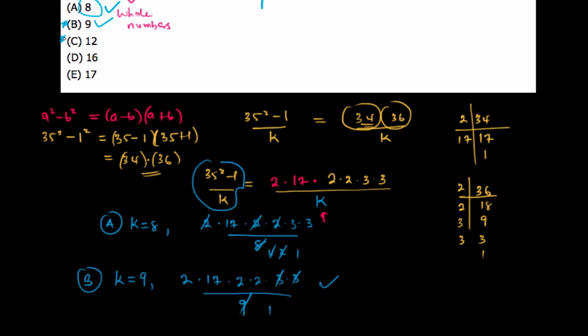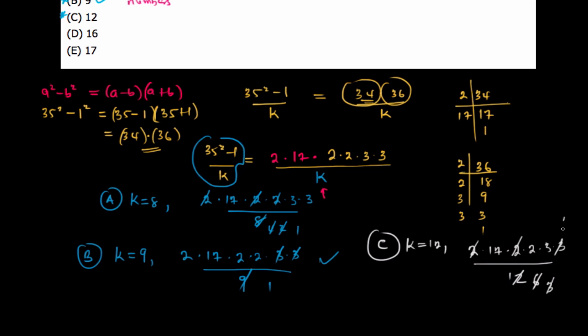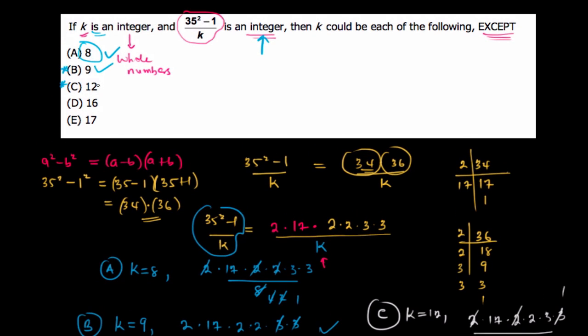So let's go to 12. Now when you consider 12, let me just write that here. So you have C. For 12, when k equals 12, what we obtain is 2 times 17 times 2 times 2 times 3 times 3 divided by 12. Again, 2 here goes here 6, 2 here goes here 3, and 3 here goes here 1. So there is no remainder. That tells us that 35 squared minus 1 all over k is an integer when we choose k equals 12.